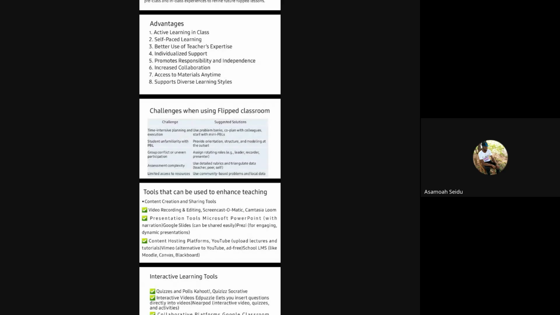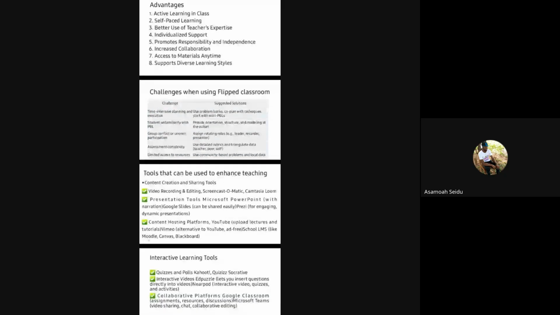So what are some of the tools that can be used to enhance teaching? These are just some apps. For content creation and sharing videos, we have apps for video recording and editing, like Screencast-O-Matic. It's an app which will help you record and then edit. So if you want to make a video yourself and share it with the students, you can use that. We have Camtasia and Loom. We have presentation tools like Microsoft PowerPoint and Google Slides. We have YouTube, and then you can use quizzes: Kahoot, Quizizz, Socrative. These are all apps that you can use to share information with students.